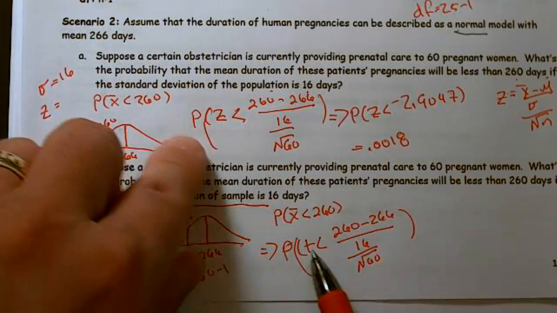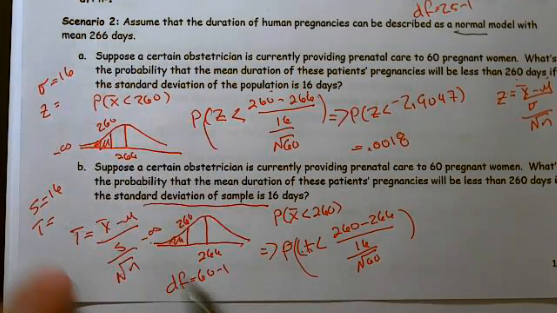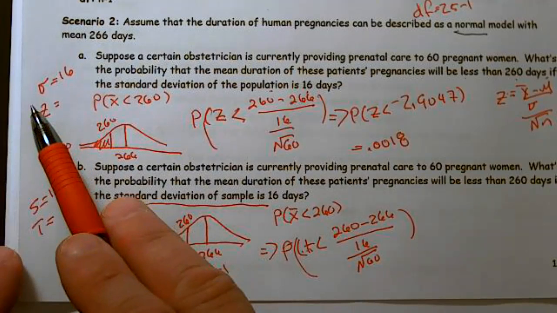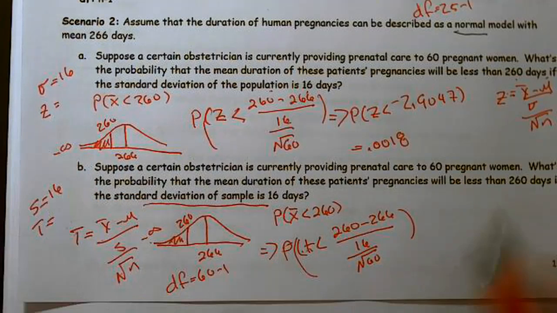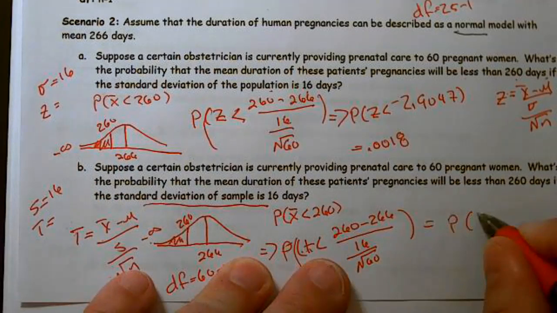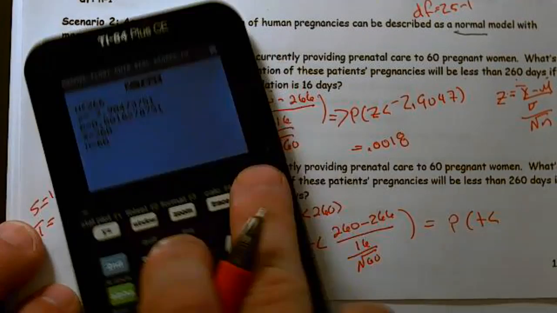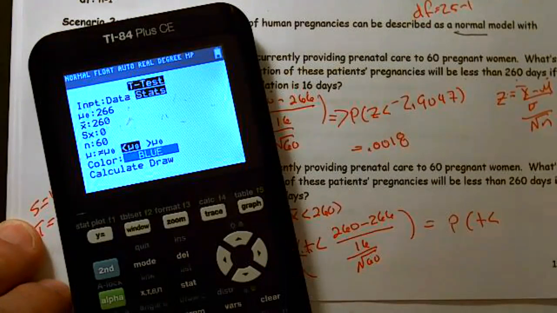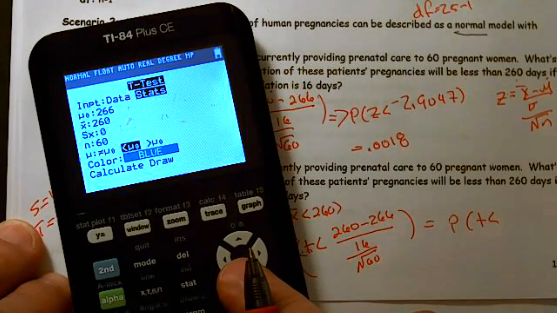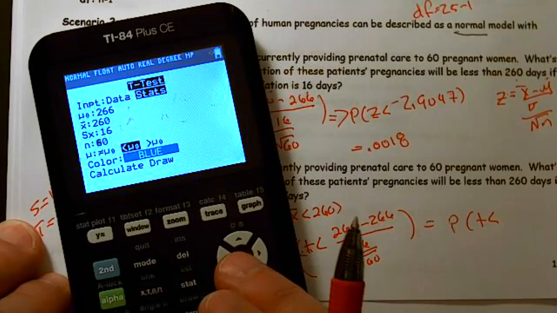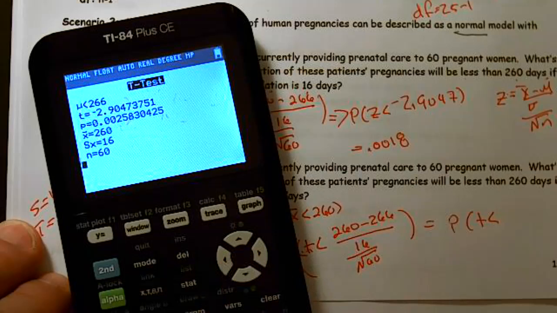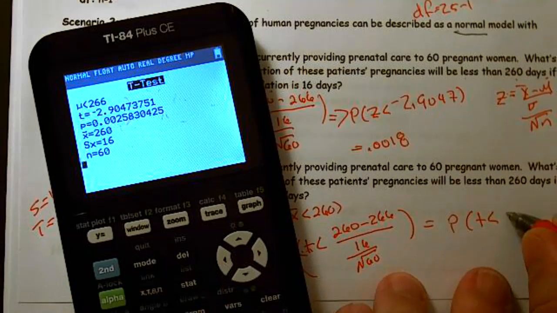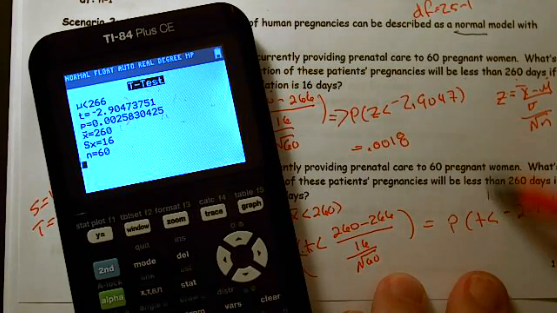Notice the only difference here is the Z and the T, and the reason is that up here we have the standard deviation of the population. Here we have the standard deviation of the sample. So that yields the probability that t is less than some value. So I'm going to go stats, test, t-test, and I see a mean of 266, the x-bar of 260, standard deviation in this case is still 16, and we shaded it this way because it's less than, and we end up with the probability of t is less than negative 2.9047.